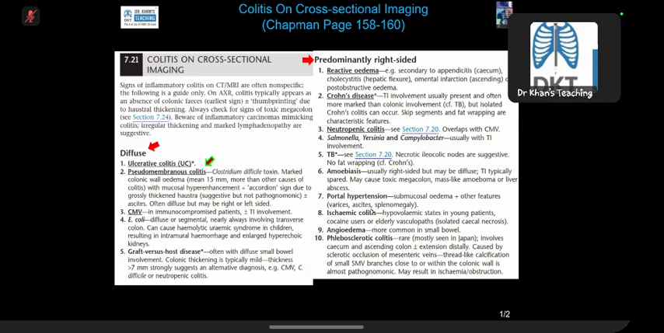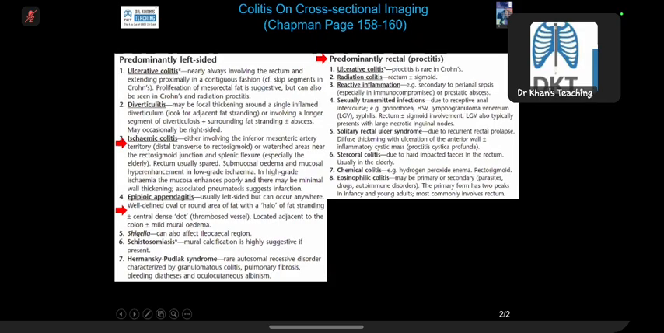Left-sided, the key thing to remember in left-sided is ischemic colitis. Left-sided ischemia. Number two, diverticulitis. The most common colitis as far as diverticulitis, because diverticulitis can be jejunal, but that is sigmoid, so it has to be left-sided. And then a fancy thing, which is epiploic appendagitis. We are very specific there for diagnosis, but the management is quite conservative.